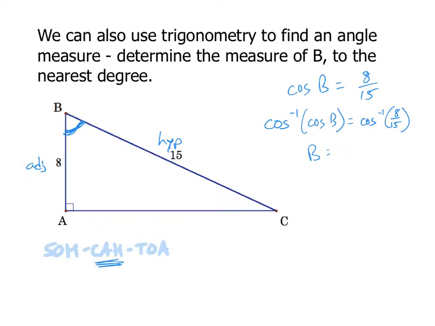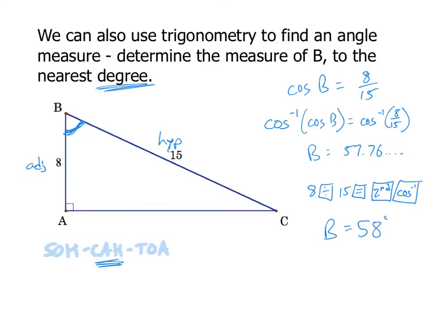When I type it into my calculator, here's what I do. On my phone, I do 8 divided by 15, equals, and I get that decimal. And then you know where the inverse is located? You press the second button on your phone, and then press cosine -1. When you do all that, you should get about 57.76 and a whole bunch. So if we're rounding to the nearest degree, let's say that angle B is 58 degrees.